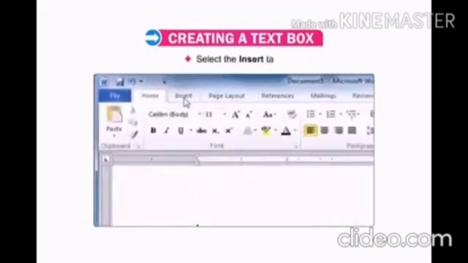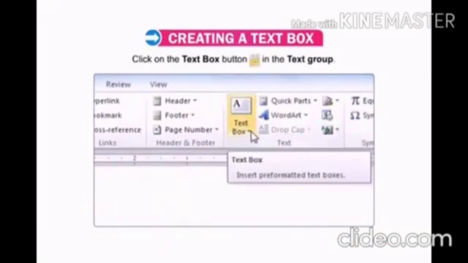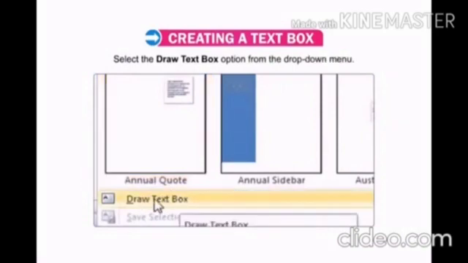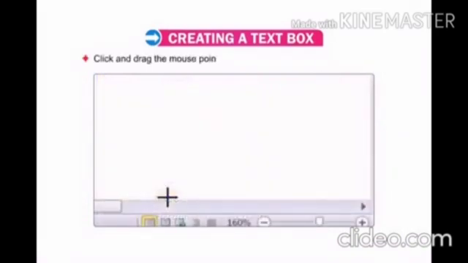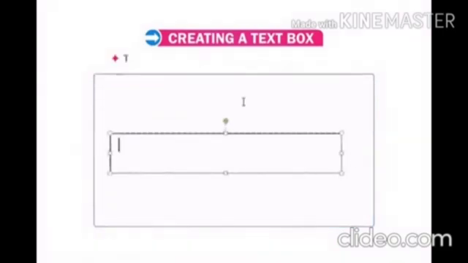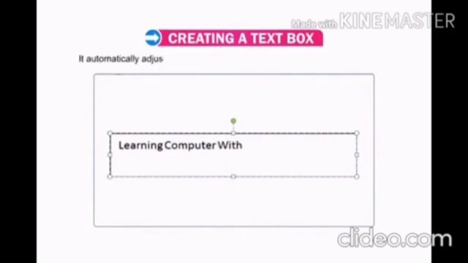Select the Insert tab. Click on the text box button in the text group. Select the Draw Text Box option from the drop-down menu. Click and drag the mouse pointer on the document to create the text box. The text box will be drawn with the insertion point inside it. You can resize the text box by dragging its handles. Type the text. It automatically adjusts and shifts to the next line with respect to the box area.